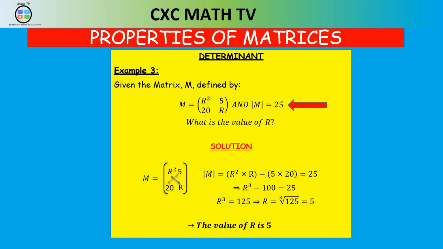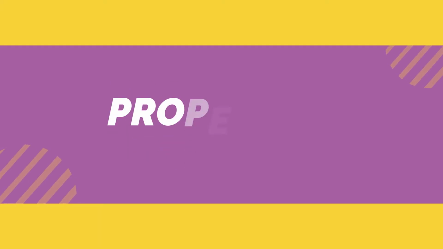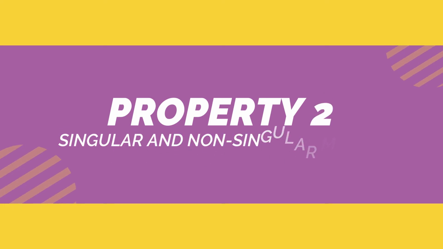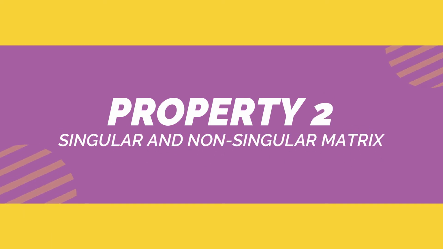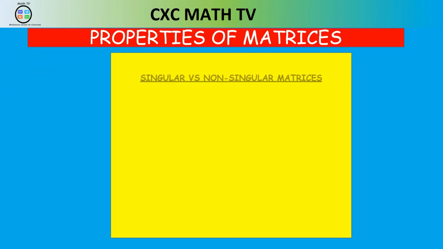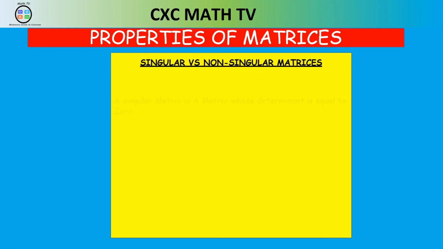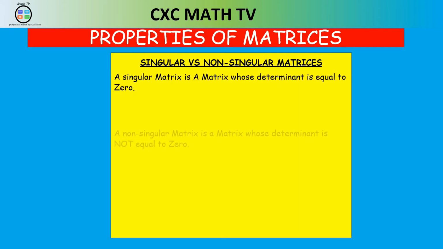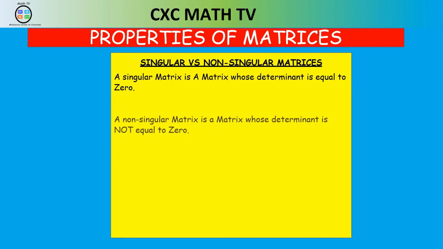Nice. Now, after we learned that about determinants, there is something known as singular and non-singular matrices. Now, a singular matrix is a matrix whose determinant is equal to 0. Remember that. And a non-singular matrix is a matrix whose determinant is not equal to 0.